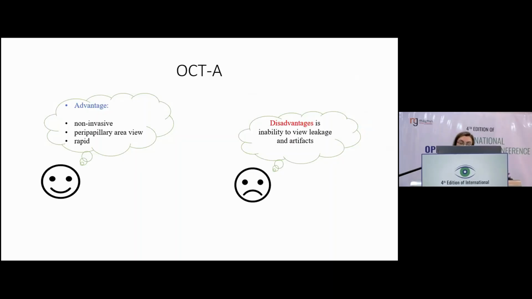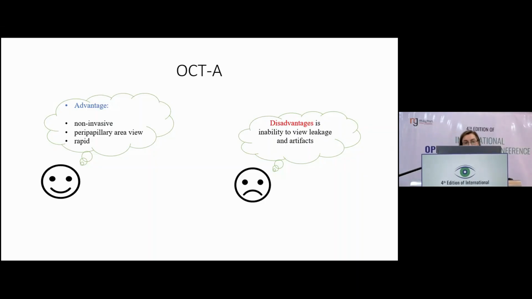OCTA has advantages and disadvantages. The advantage is that this is a non-invasive imaging technique, and we don't require intravenous dye injection, and this eliminates allergic reaction. OCTA gives us more information about the peripapillary area, superficial capillary plexus, and deep capillary plexus. And OCTA is a rapid imaging technique.